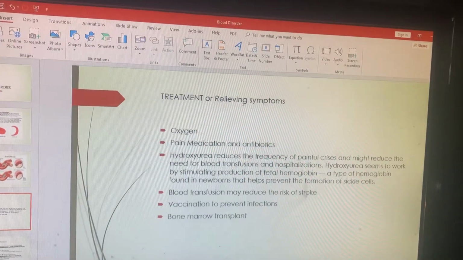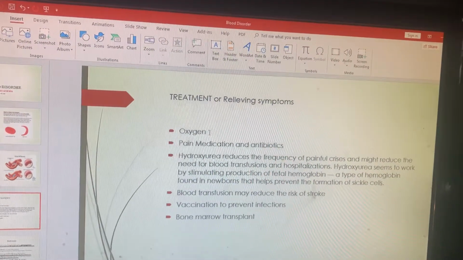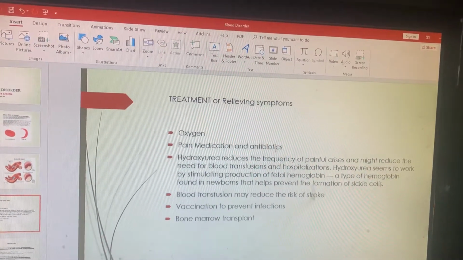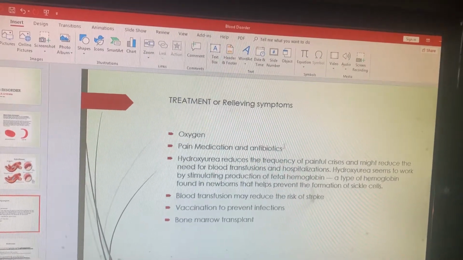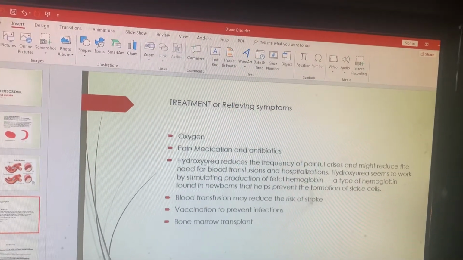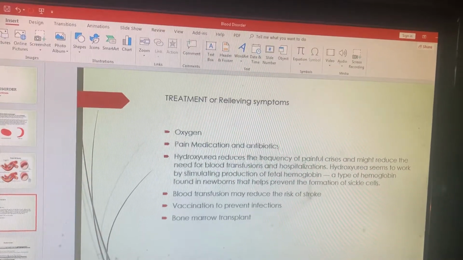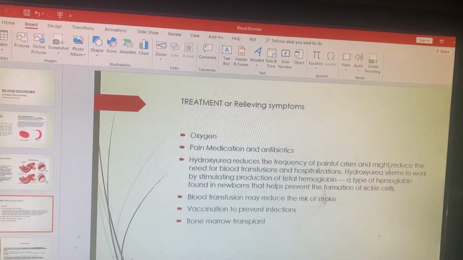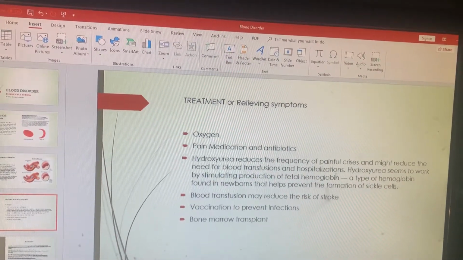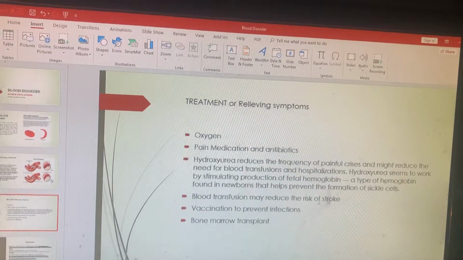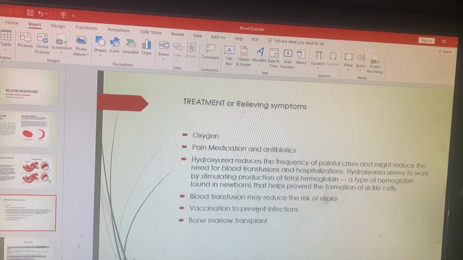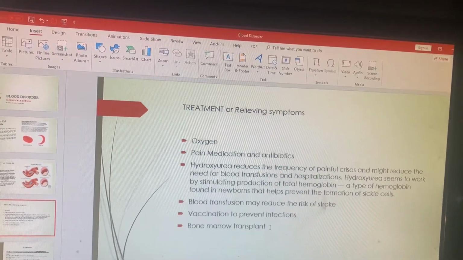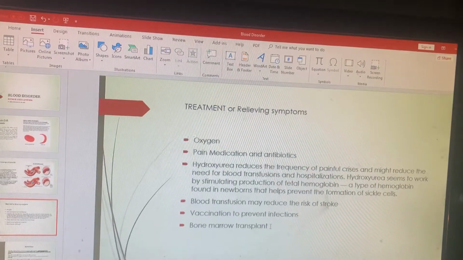Let's talk about relieving symptoms. We could give them oxygen, definitely, to oxygenate their blood. We could give them pain medication, and you could give them antibiotics. This is to prevent further infection. Hydroxyurea reduces the frequency of painful crisis, and also might reduce the need for any blood transfusion and hospitalization. Blood transfusion may reduce the risk of stroke. You could also give them vaccinations to prevent infection. And bone marrow transplant has also been used for sickle cell anemia.